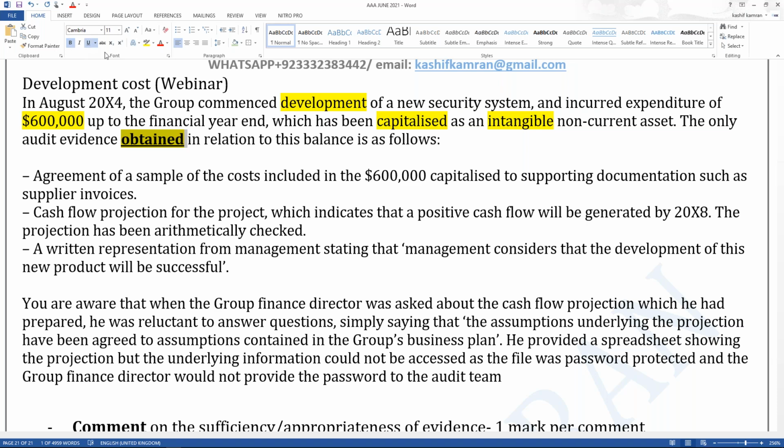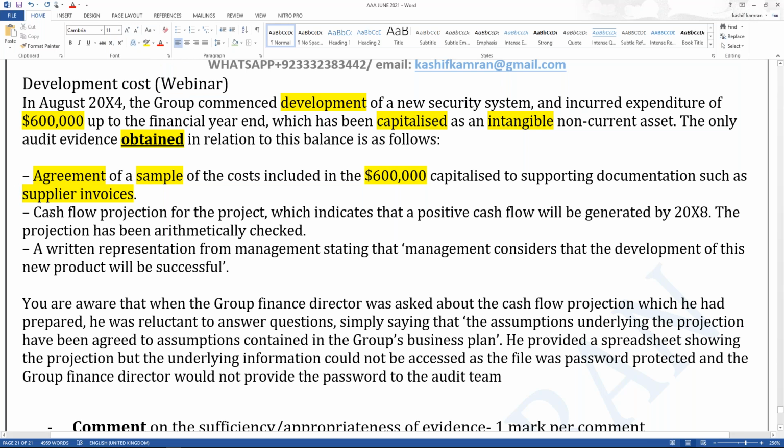The first evidence they obtained is agreement. Agreement means to reconcile something. So they reconcile a sample of a cost included in 600,000 capitalized to supporting documents such as supplier invoices. So they're just confirming the expense. They have verified a sample of 600,000 to the supplier invoices just to confirm that the expense is true. It is not a false expense. So you're just confirming that the expense has indeed occurred.